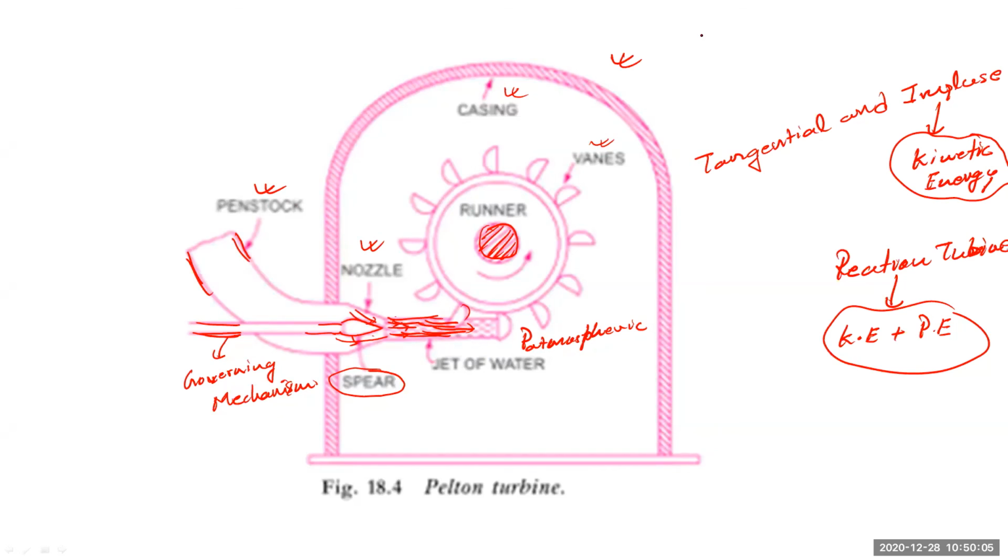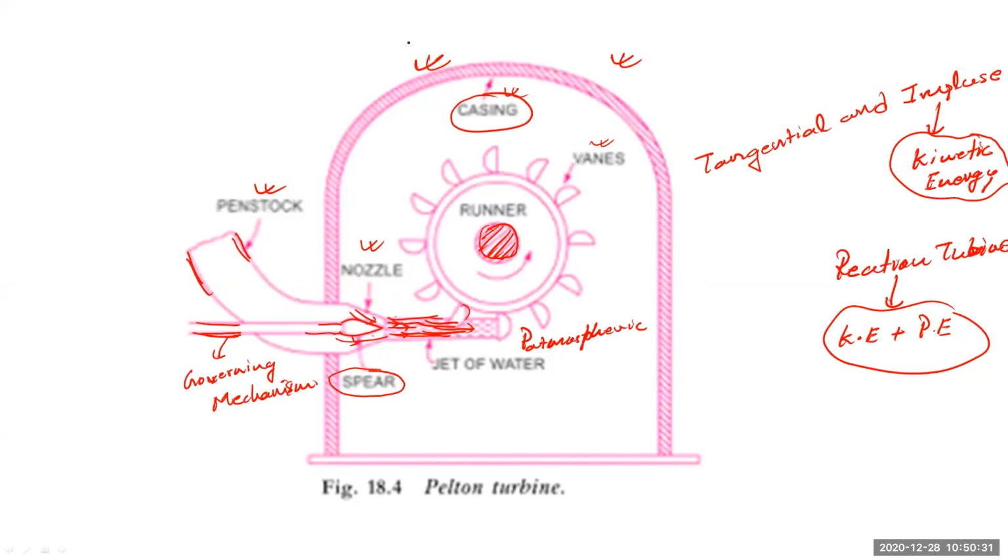So that will be your constructional details of the Pelton wheel. Here you can see one casing is there. The function of this casing is to prevent the splashing of water and to discharge the water to the tail race. When the water strikes the bucket, it will be splashed in all directions, so to avoid that, this casing is provided. So this is regarding your constructional details.